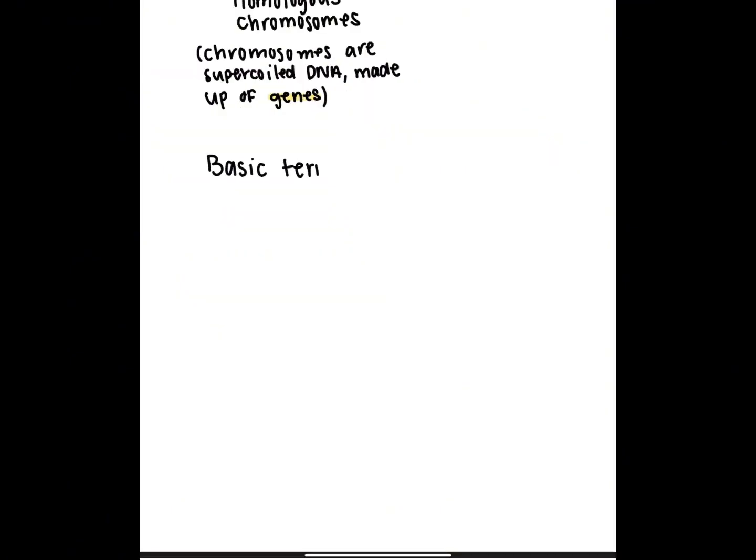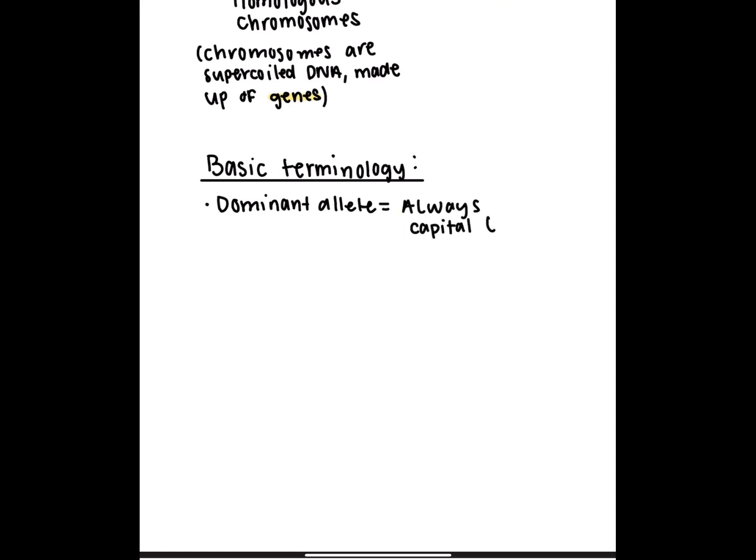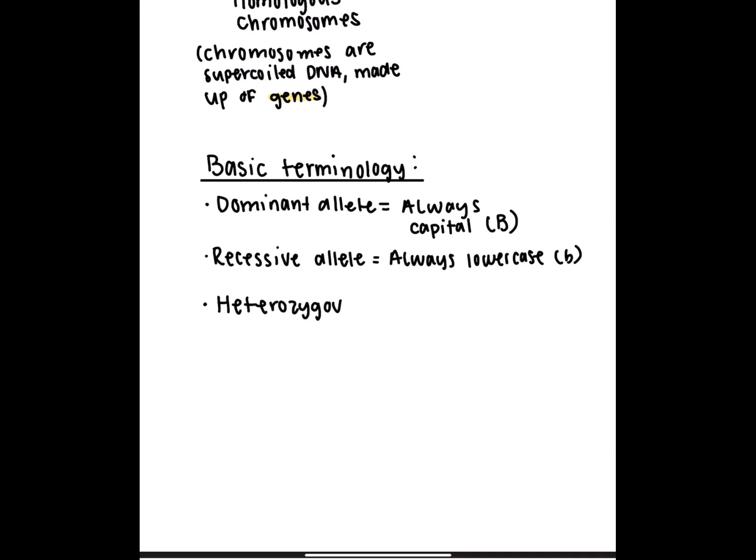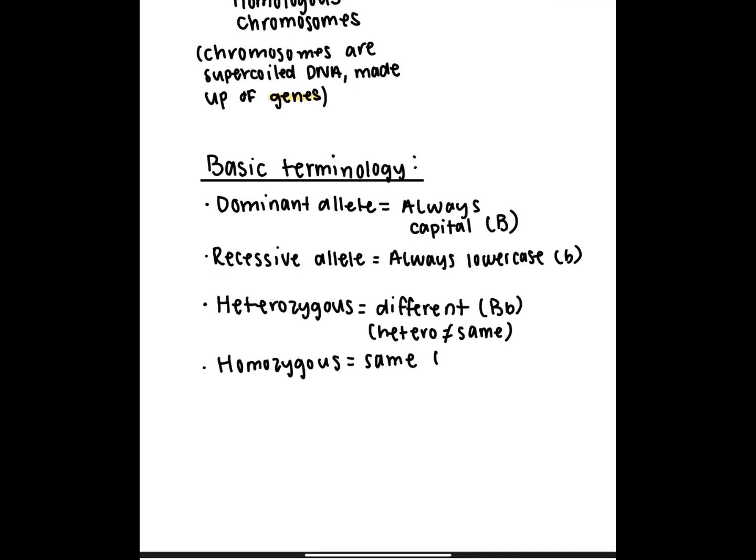So the next thing that we have to go over is some basic terminology. When we have a dominant allele, we are always going to put that in capital letters. When we have a recessive allele, we will always put it in lowercase letters. And when we see the term heterozygous, what we know is that it's going to have different alleles. Hetero means different. So in a heterozygous individual, it would have an uppercase and a lowercase letter. Homozygous means same. It would have two lowercase letters or two capital letters because homo means same.